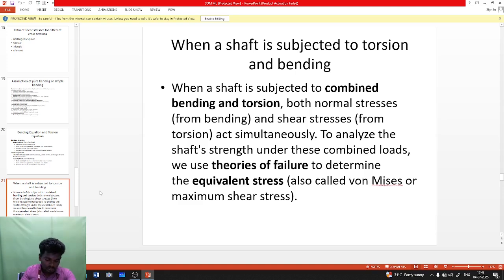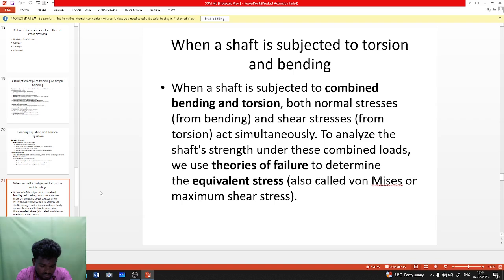When a shaft is subject to torsion and bending, the following formulas we have to remember: bending stress sigma b is equal to 32 M divided by pi d cube, and maximum shear stress tau max is equal to 16 T divided by pi d cube, and the ratio of maximum bending stress to maximum shear stress, sigma max divided by tau max, is equal to 2 M divided by T, and maximum principal stress sigma max is equal to 16 by pi d cube with the whole bracket of M plus root of M square plus T square, and the bracket closed. The minimum principal stress sigma minimum is equal to 16 by pi d cube with the whole bracket of M minus root of M square plus T square.